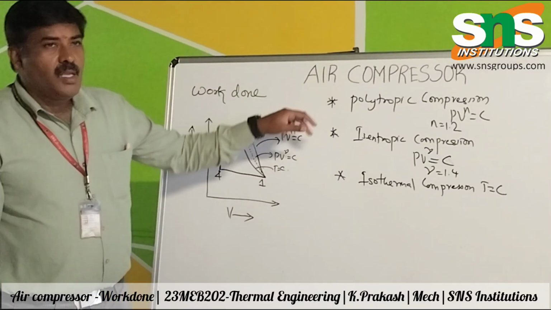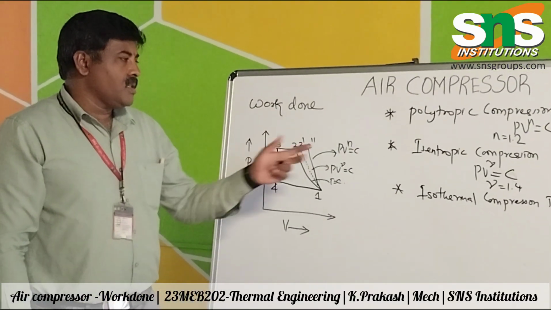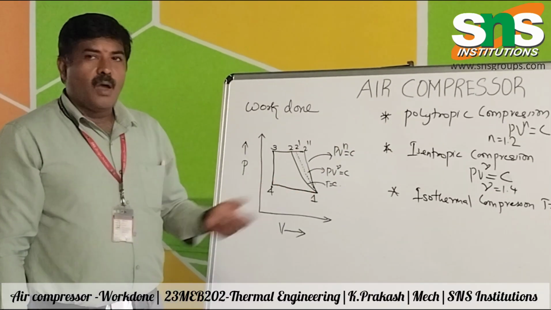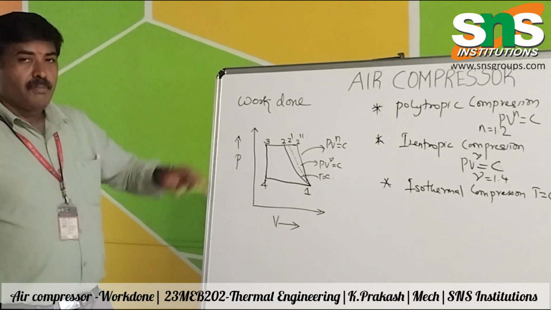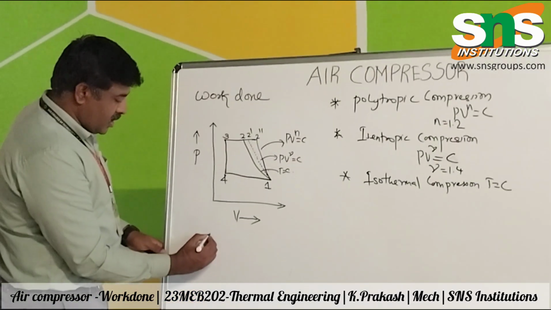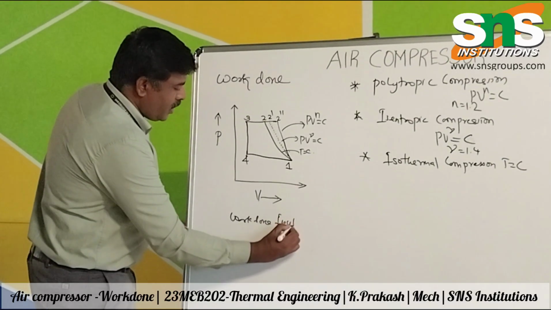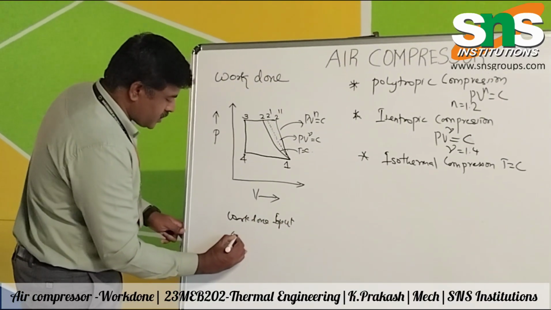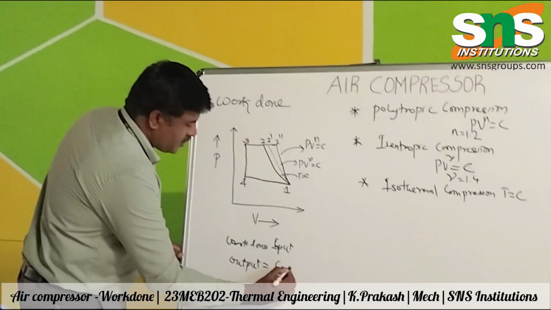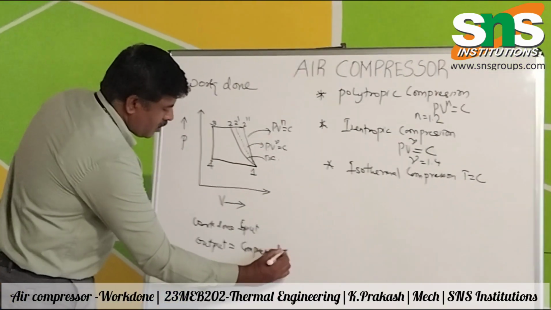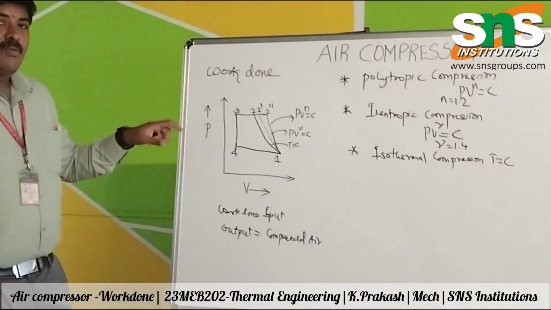Now what is the benefit of doing polytropic compression, isentropic compression and isothermal compression? Here, as we discussed, in the air compressor, work done is given as an input, and the output is that compressed air is delivered. Here the efficiency plays a very important role.